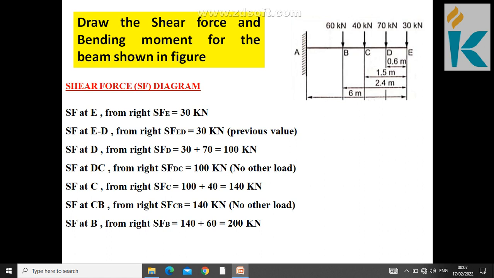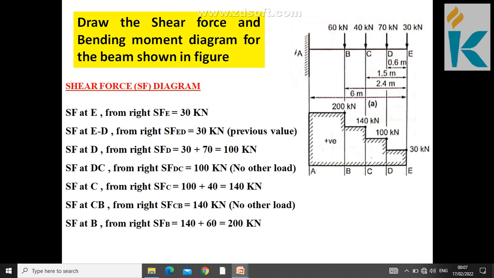Then we are going to find the bending moment for that arrangement. Before that we are going to construct the diagram for these values. You see all the values are positive, so you first draw a common baseline, then from that you construct the shear force diagram. The first answer is 30, so you simply mention 30 at some distance. Then between D to E it is the same value, so you draw a horizontal line. Then at D it is going to be 100, so you draw a vertical line towards up.